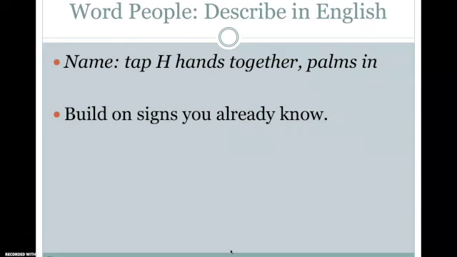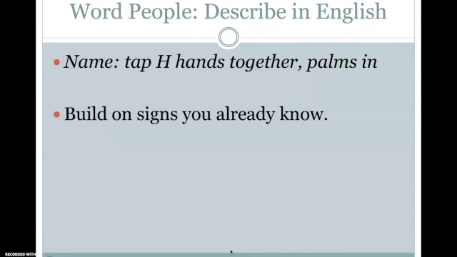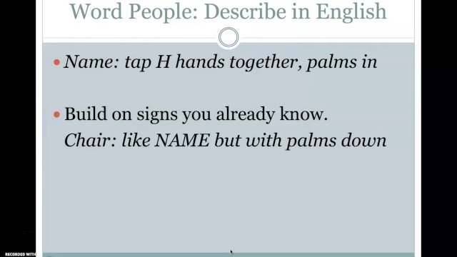As you learn more signs, you can also build on what you already know. For example, chair and name are minimal pairs, and here's what those look like. If you already know and can remember the sign for name, you only need to write down how chair is different, right? Chair looks just like name, but with palms down.